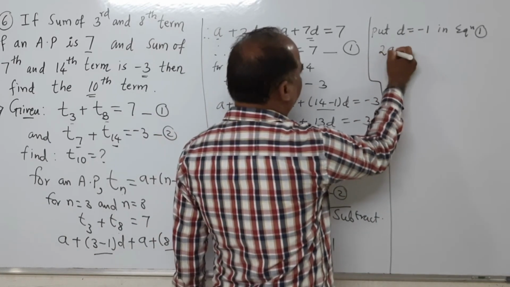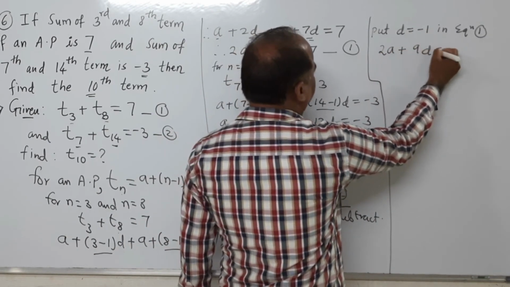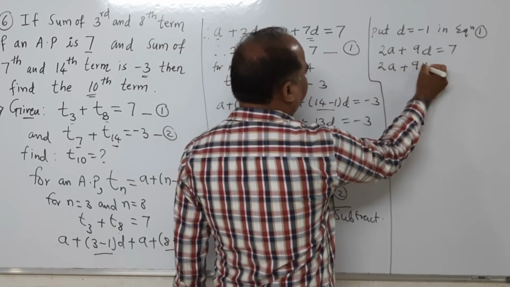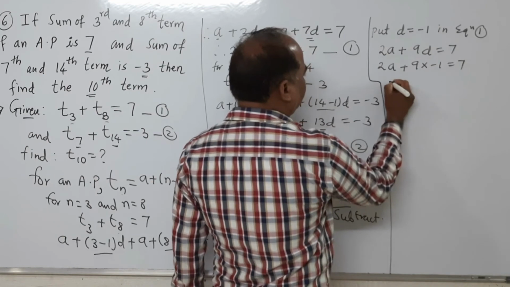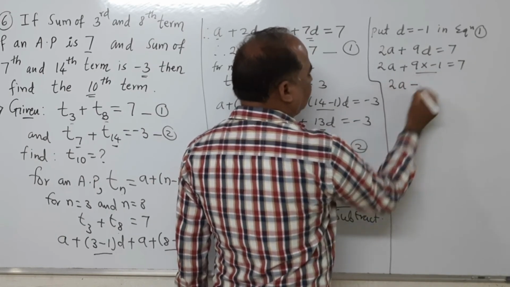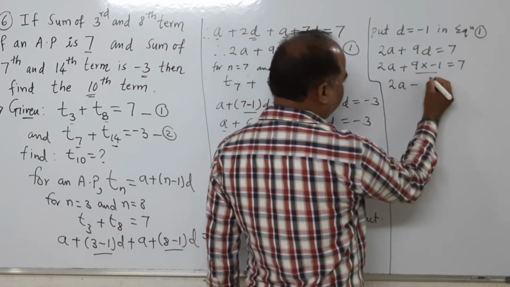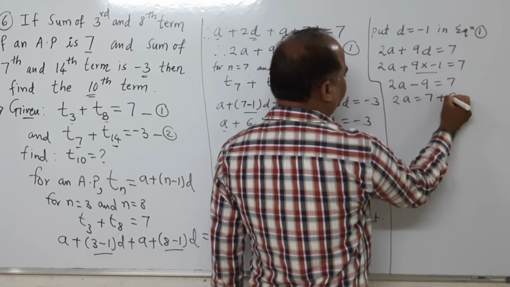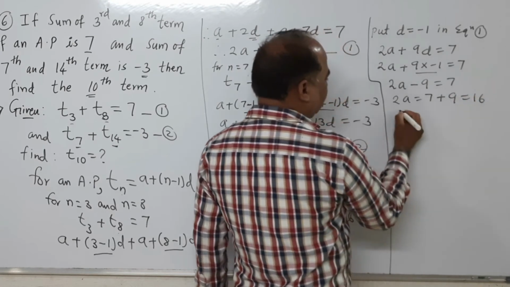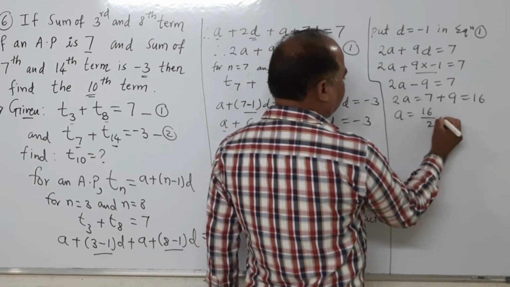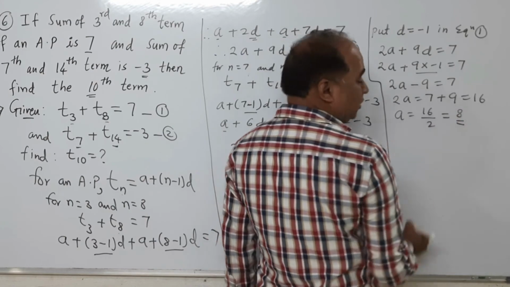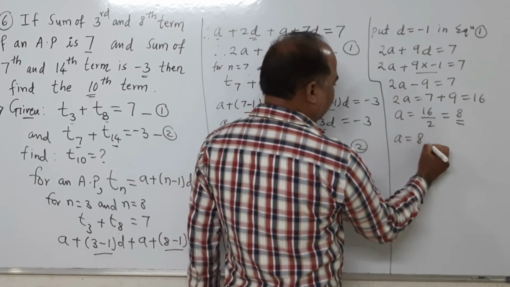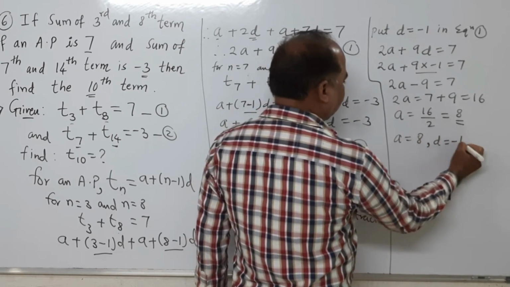So equation 1, 2a plus 9d is equal to 7. Put d is equal to minus 1: 2a plus 9 into minus 1 is equal to 7. So 2a minus 9, that is plus into minus, minus 9 is equal to 7. So 2a is equal to 7 plus 9, which is equal to 16, and a is equal to 16 upon 2, which is equal to 8. So here we got the values: a is equal to 8, d is minus 1.